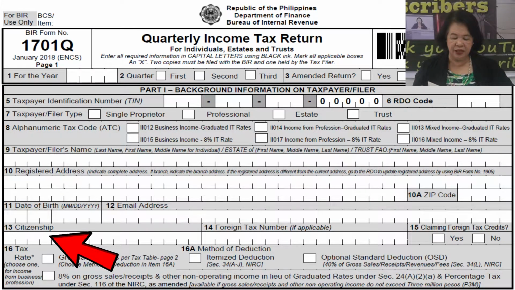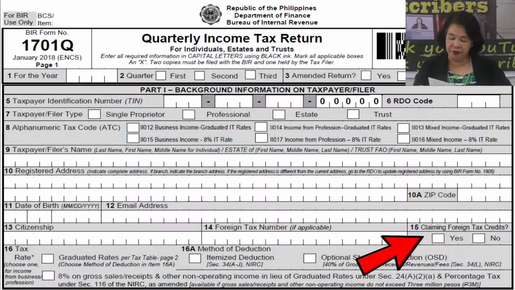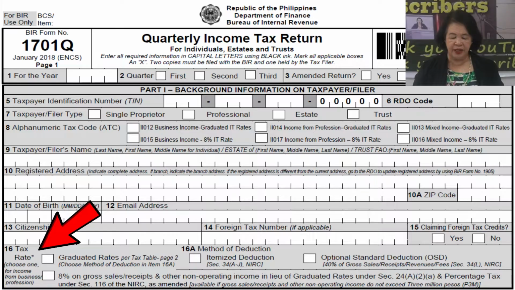Line number 13, citizenship. Number 14, the foreign tax number kung meron. And then, line number 15, claiming foreign tax credits, yes or no. So, i-check nyo yung box kung meron o wala. Line number 16, the rate. Dito po sa rate, mamili na tayo dito ng method of deduction. So, yung unang box dito, nakalagay dyan yung rate. So, mamili ka kung graduated rate as per tax table.